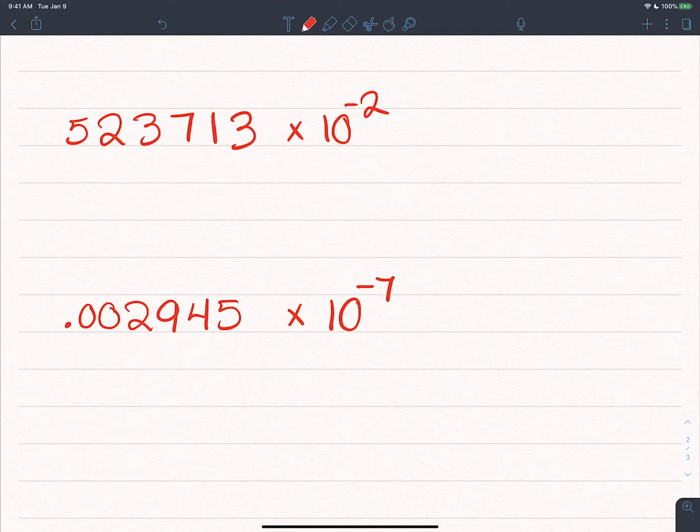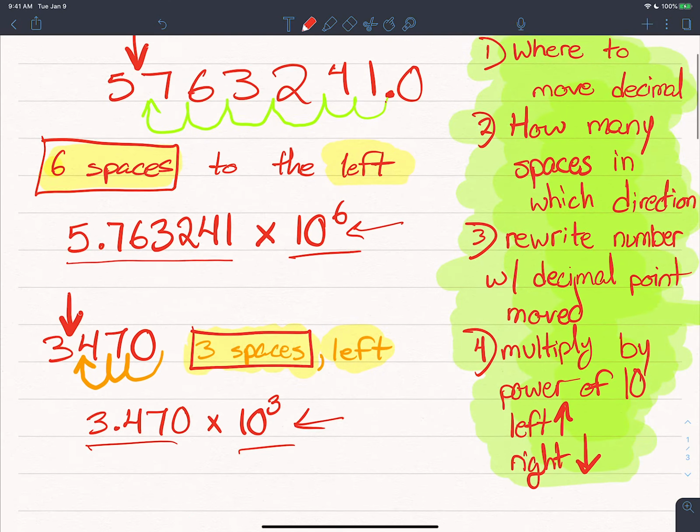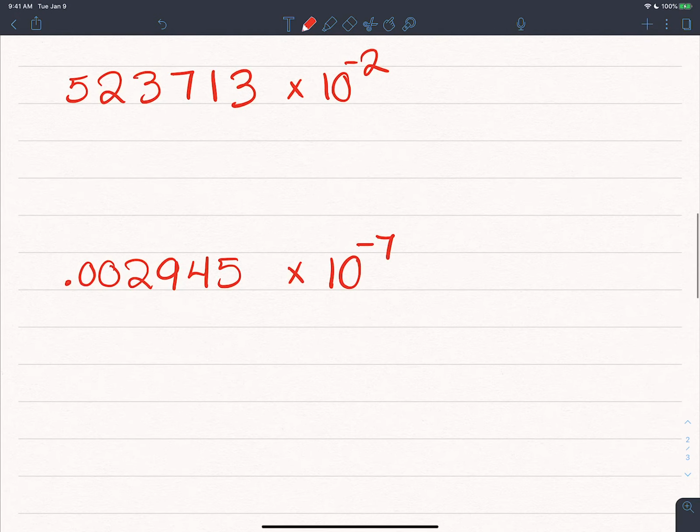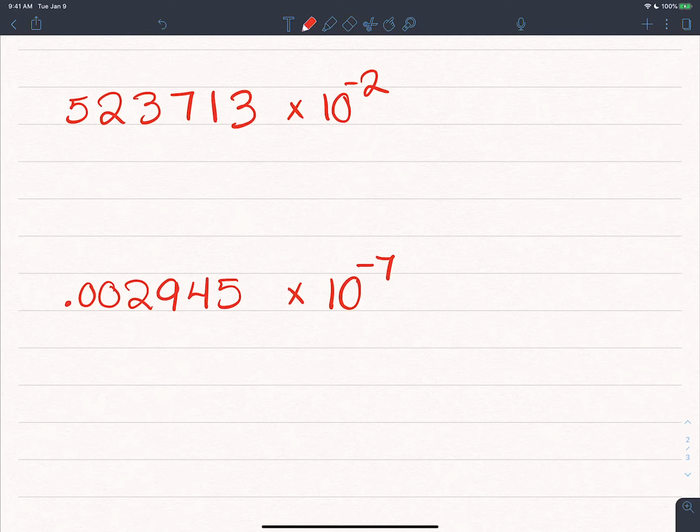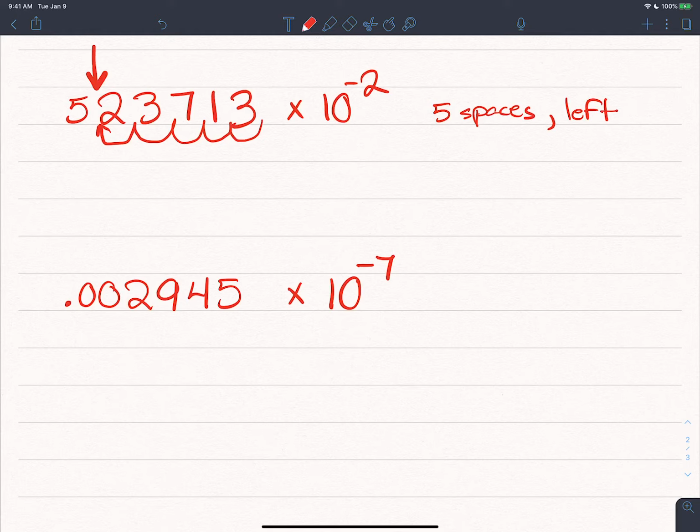For the first one, what's step 1? Where do we want to move the decimal point? Now we want it so that there's one number to the left. So the only place would be between the 5 and the 2. Now how many spaces do we need to move it over? Let's count how many spaces in what direction. 1, 2, 3, 4, 5. So 5 spaces, and we went which way? Left. 5 spaces to the left.